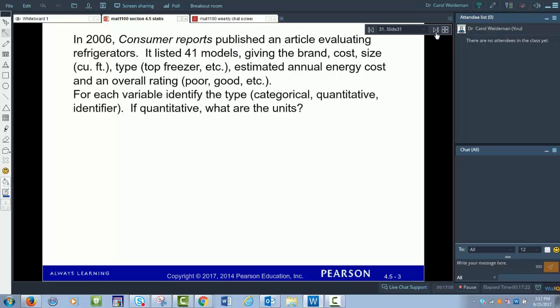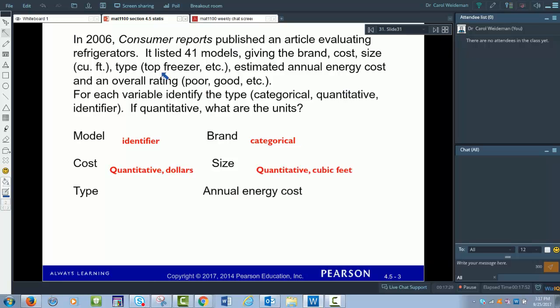In 2000, Consumer Reports published an article evaluating refrigerators. It listed 41 models, giving the brand, cost, size, etc. A lot of variables. For each variable, identify the type, and if it's quantitative, what are the units? So let's start with model. Notice it said 41 models, so we can probably assume that that's an identifier variable. For brand, there are probably more than one particular model per brand, so this is going to be a categorical variable.